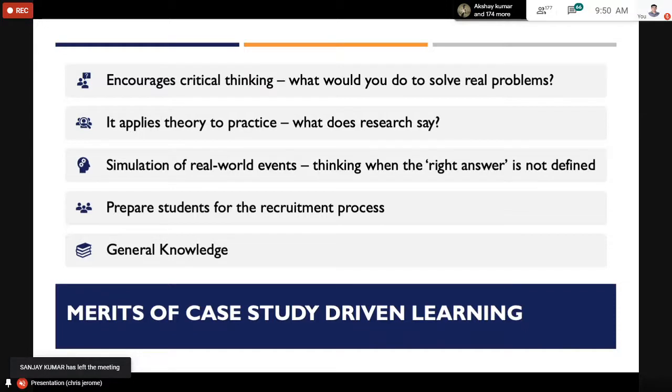Fourth, it prepares students for the recruitment process. My experience has been that all of my interviews have been case study based. So incorporating this in the classroom helps students prepare for the recruitment process. And lastly, it's great to stay abreast of current affairs. So I hope I've convinced you of the benefits of using case studies in your classroom.